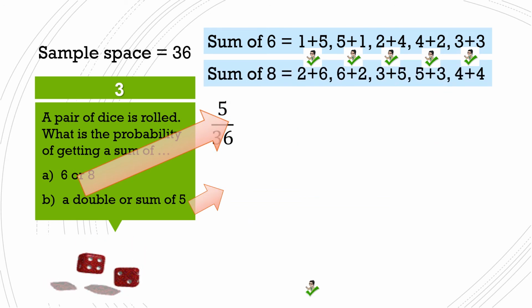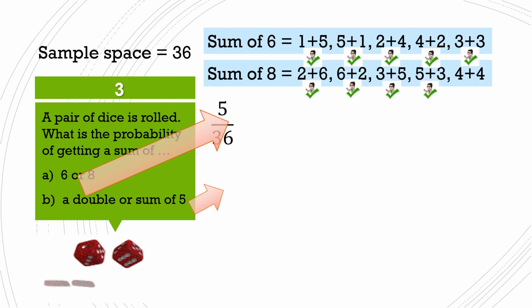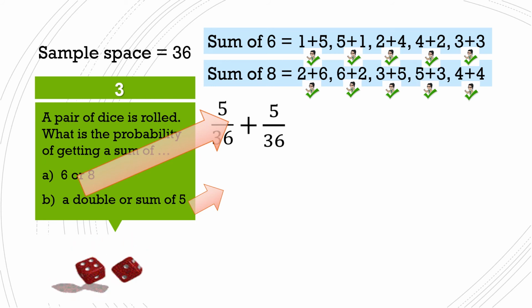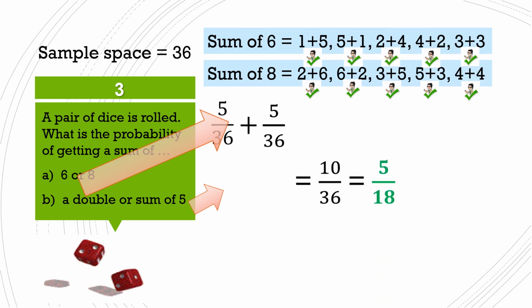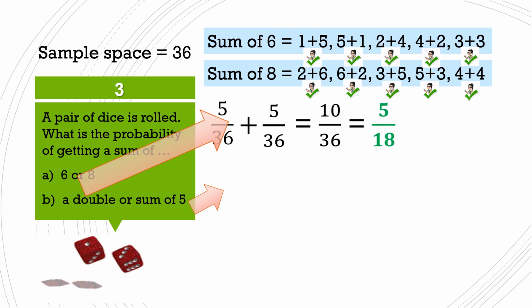Next, sum of 8, we have 2 plus 6, 6 plus 2, 3 plus 5, 5 plus 3, and 4 plus 4. So there are 5 pairs in all. That's plus 5 over 36. Now let's add 5 plus 5 is 10, copy 36. Then reduce the lowest term, divide both numerator and denominator by 2. So 10 divided by 2 is 5, 36 divided by 2 is 18. 5 over 18 is the probability of getting a sum of 6 or 8.